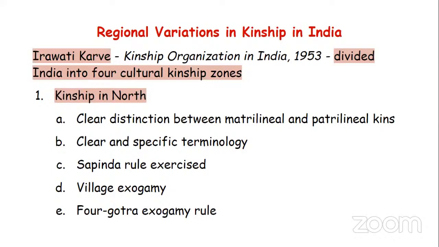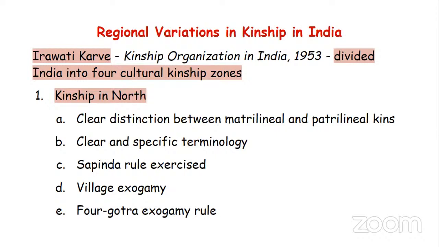So kinship in north, some of the major features of kinship in north is that there is a clear distinction between matrilineal and patrilineal kins. And then there are clear and specific terminologies. Yeah, I mentioned this earlier. In northern societies, or societies in the northern part of India, there are clear and specific terminologies to mention each of the kins. And in northern parts, Sapinda rule is exercised. Sapinda rule, we already discussed about this. Sapinda rule is also a practice of exogamy, where people were not allowed to marry within, I think, 3 generations from father's side and 5 generations from mother's side. So that kind of exogamic rule is Sapinda rule. So in northern parts of India, this Sapinda rule was exercised.